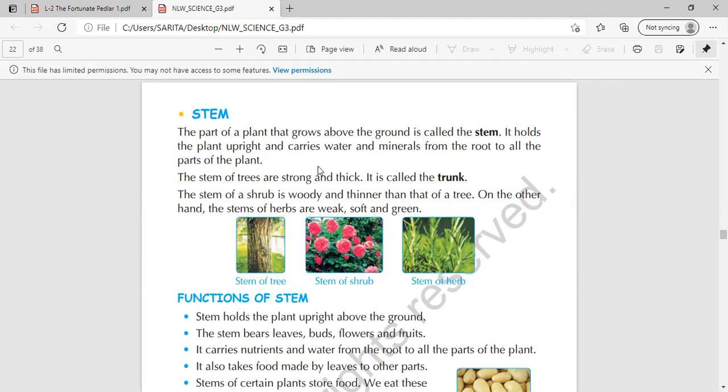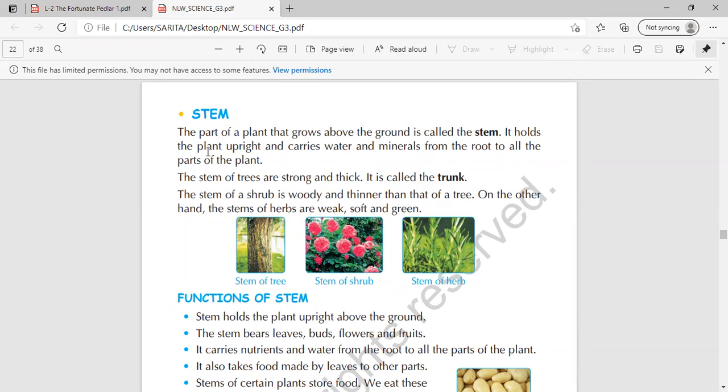Stem is also called the trunk. It is also called the shoot. And it is also called bark. Four names are there for stem. Number 1, stem. Number 2, trunk. Number 3, shoot. Number 4, bark.